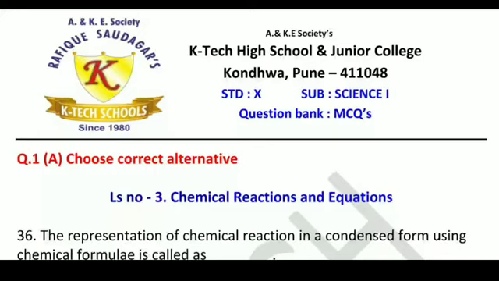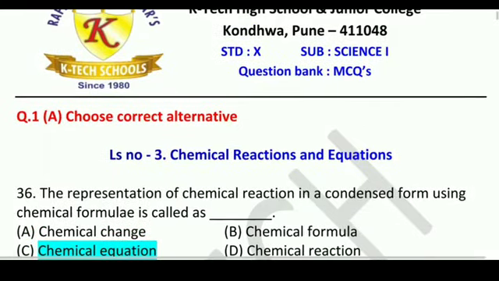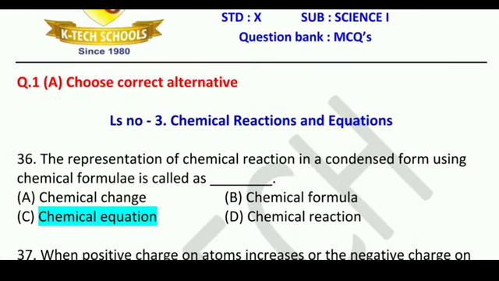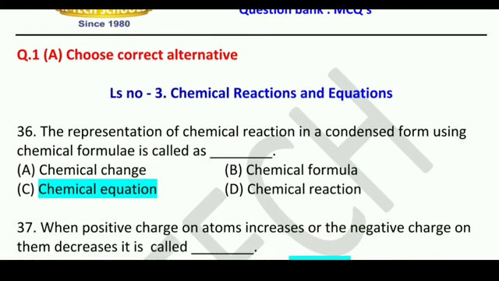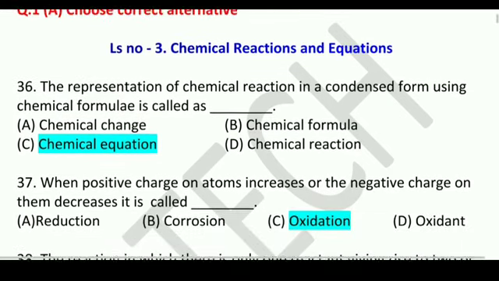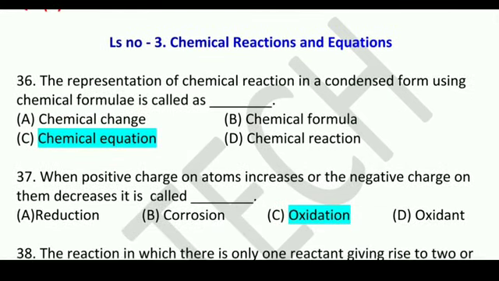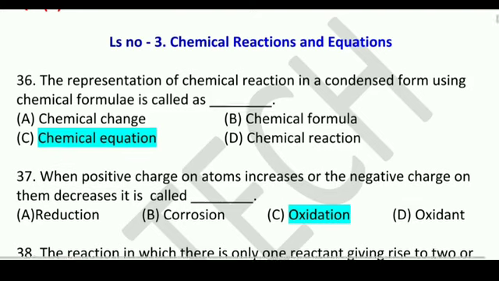Question number 1A. Choose the correct alternative. So, we will start these MCQs of lesson number 3, chemical reactions and equations. The representation of a chemical reaction in a condensed form using chemical formulae is called as dash. The correct answer is chemical equation.